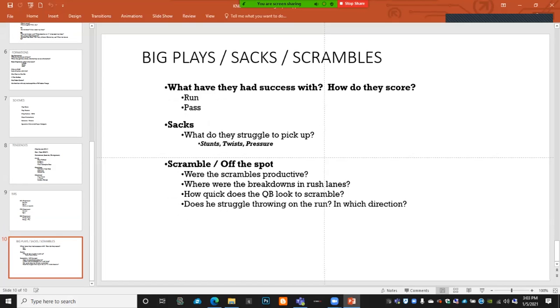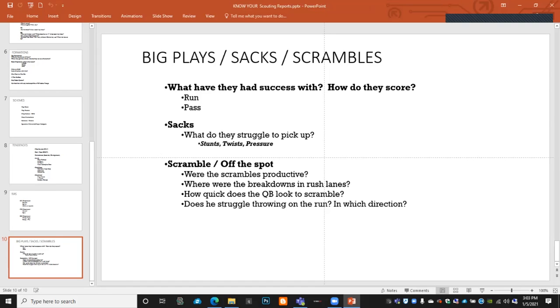And then, like I said, the last thing is just check out the big plays. How do they happen? Check out the sacks, the scrambles, what have they done? What has been successful? How do they score points? Through runs, passes, screens, whatever it is. And then for sacks, I love to see sacks because I really like to know what do they struggle with. Either there's a not good offensive lineman that you can attack, or are they struggling with just normal stunts, twists, and pressure?